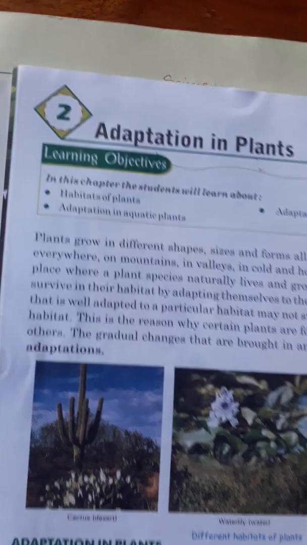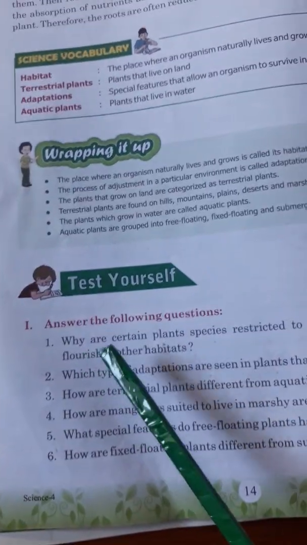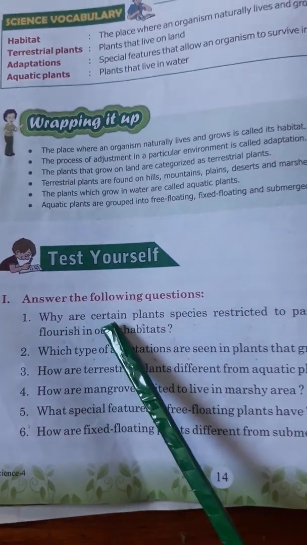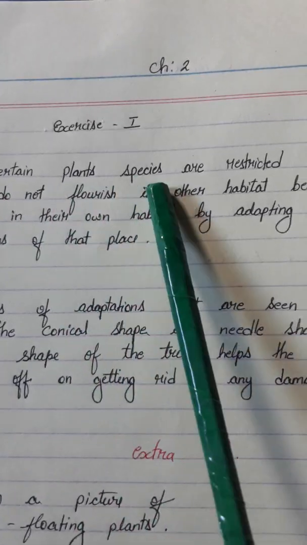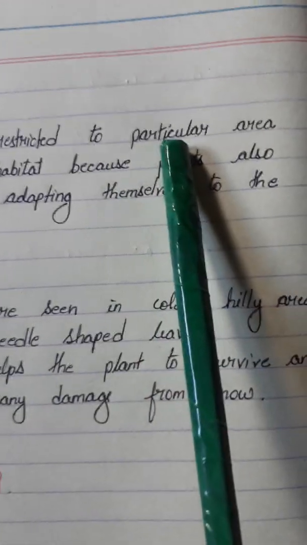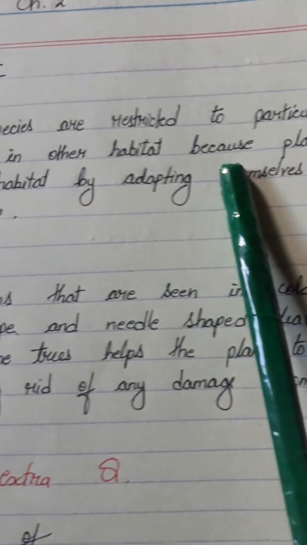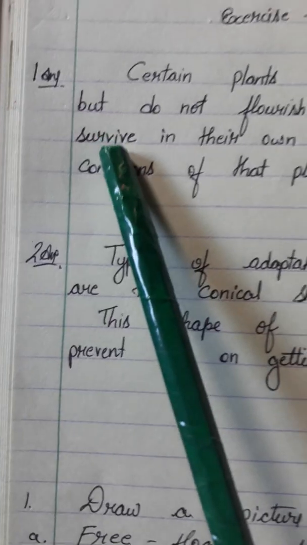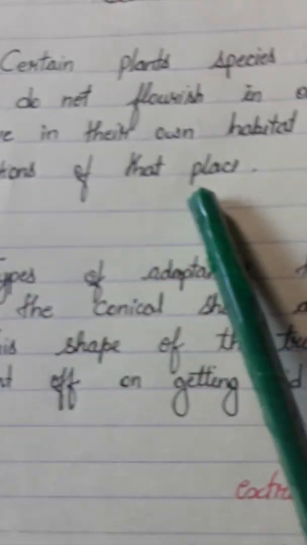Now turn to your lesson number 2, adaptations in plants. Question number 1: Why are certain plant species restricted to particular areas but do not flourish in other habitats? The answer: Certain plant species are restricted to particular areas but do not flourish in other habitats because plants survive in their own habitat by adapting themselves to the conditions of that place.